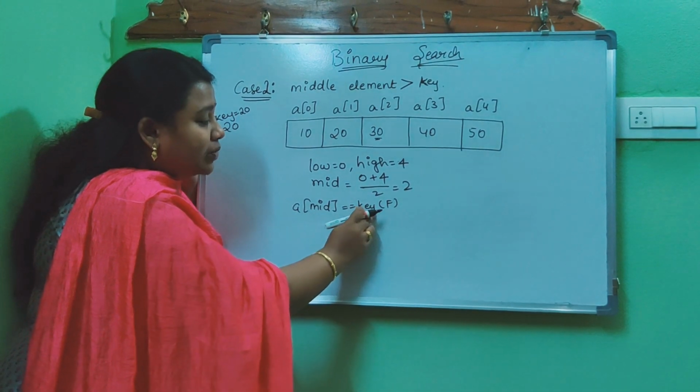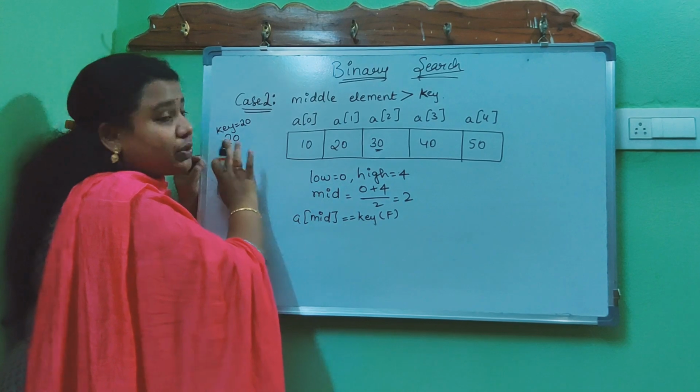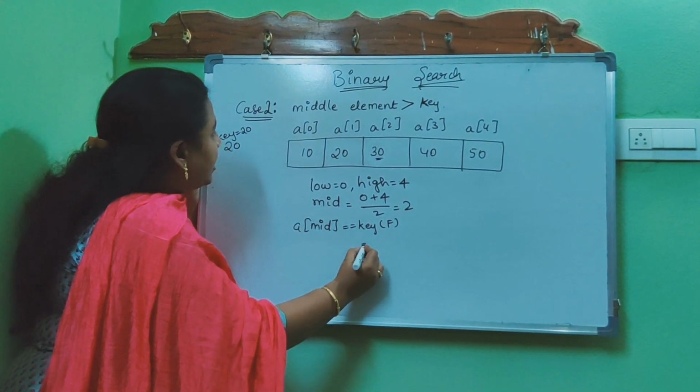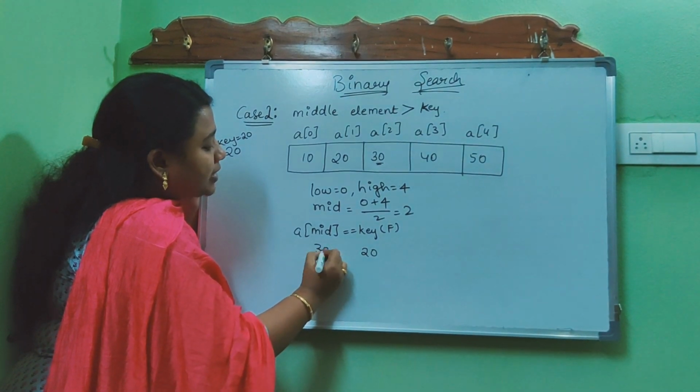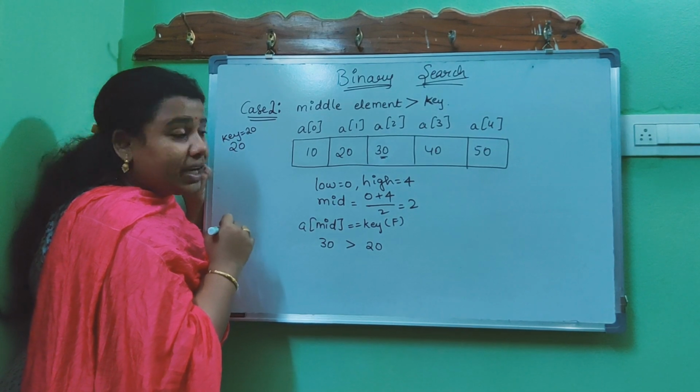The middle element equal to key, whether we have checked it. So 30 equal to 20 or not? No, that is not the case. What happened here is, key element is 20, middle element is 30. So this is the relation between them.